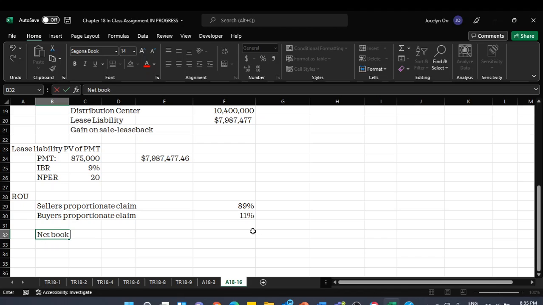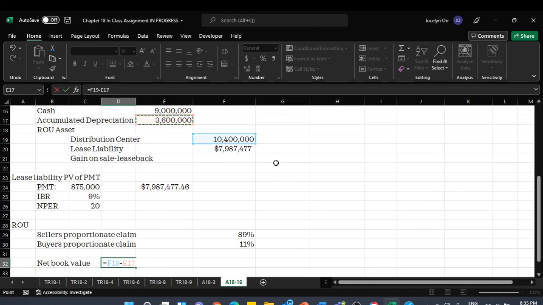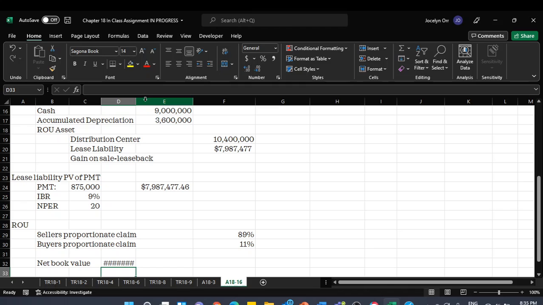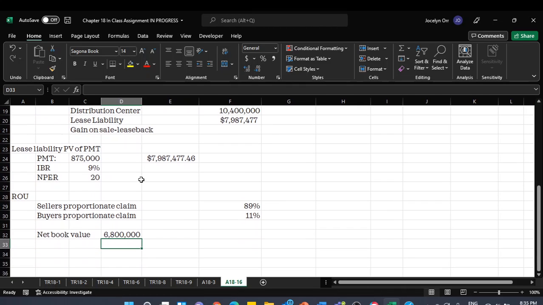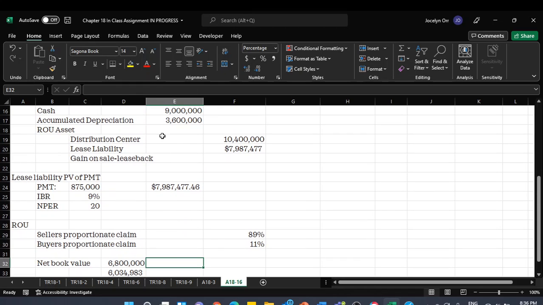Now we're going to take our net book value. So we had an original cost of 10.4. We had accumulated depreciation of 3.6, which gives us a net book value of 6.8. When we multiply our net book value times our proportionate claim on the asset, the amount that we get is the initial cost of our right of use asset.